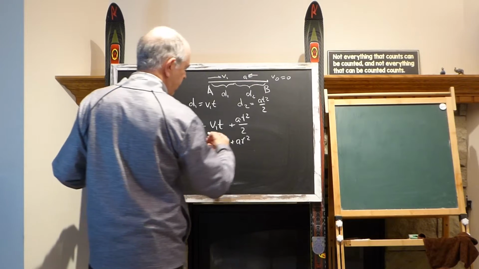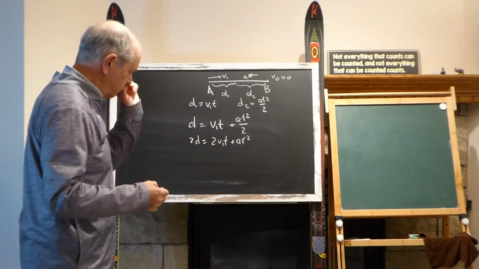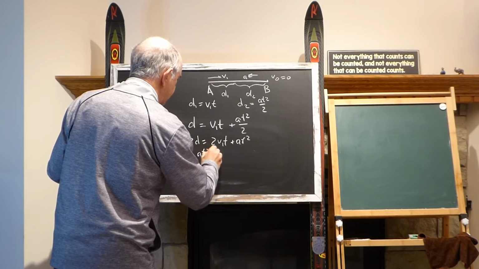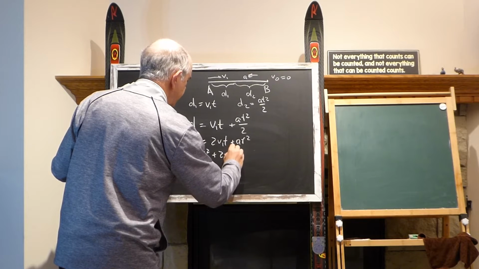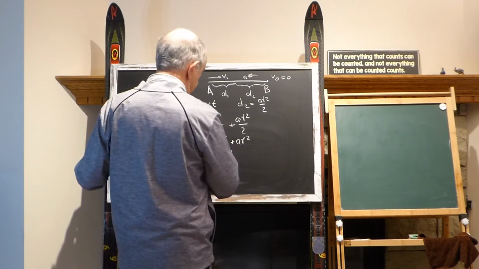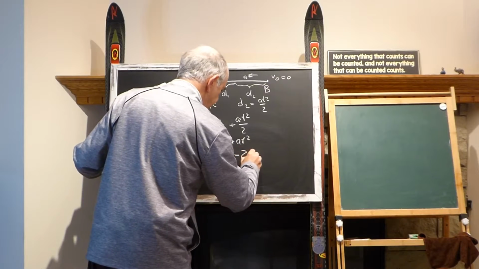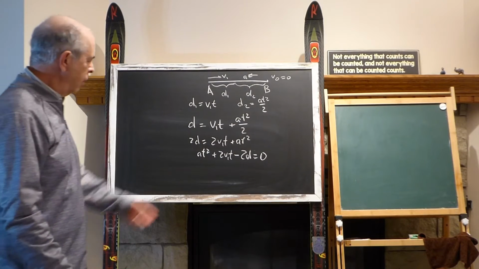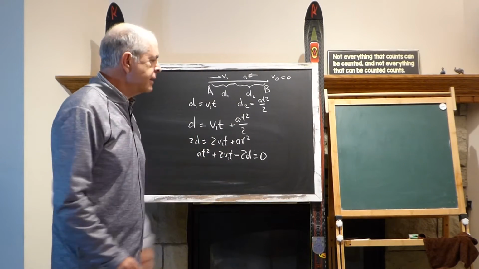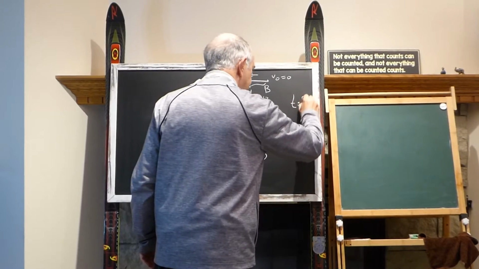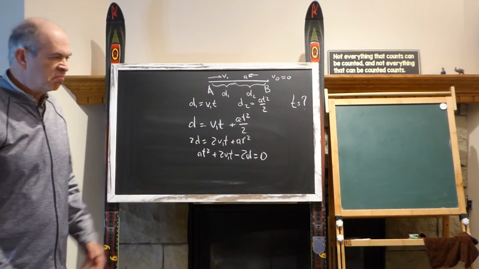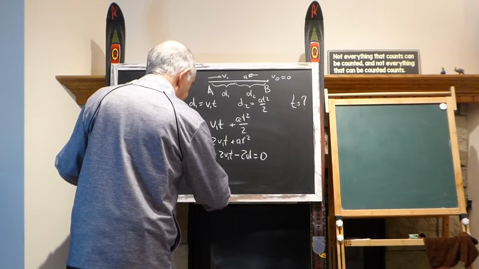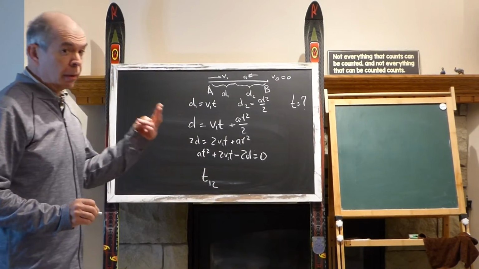Move everything to the left part, starting with the left part first: at squared plus 2v1t, and I move 2d here, so minus 2d equals 0. So a is known, v1 is known, d is known, t is an unknown. One equation, one unknown, a square equation. A quadratic equation always has 2 solutions, so we will have 2 times here.